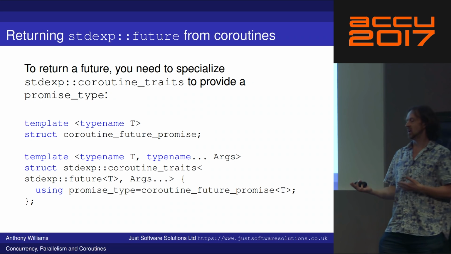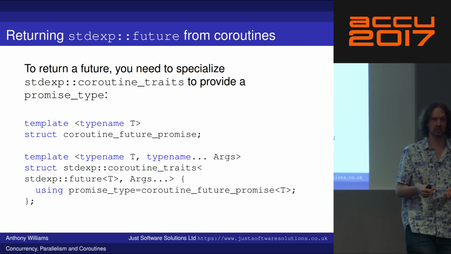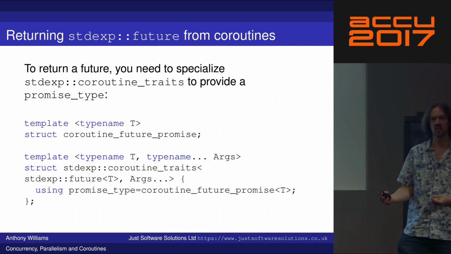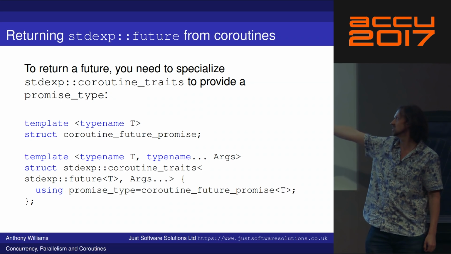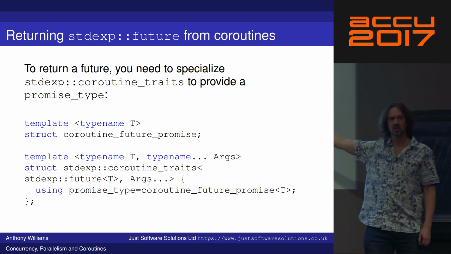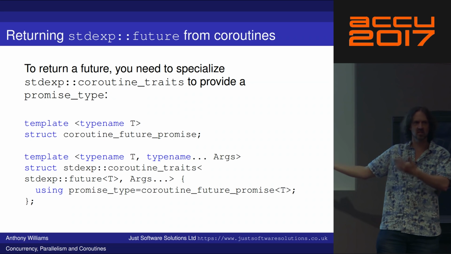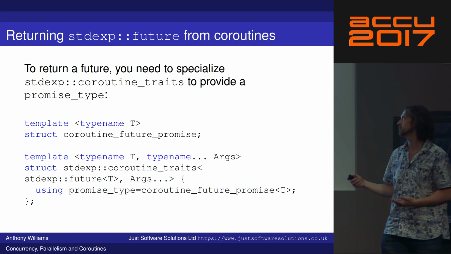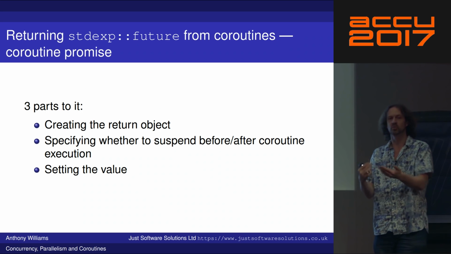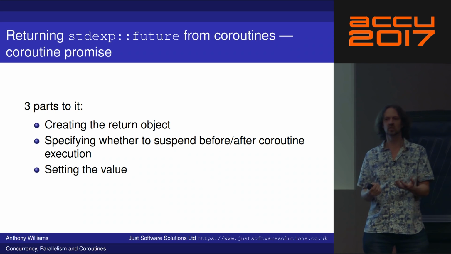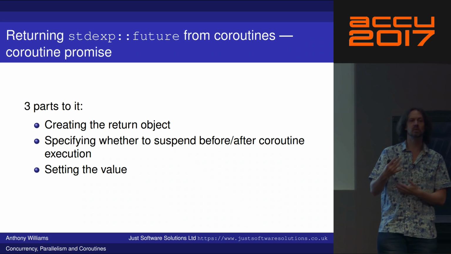And so you can build all these things. In order to make them work concretely with coroutines, you need to do the same things that you do with any other type. You need to provide the promise type for the coroutine. So we specialize coroutine traits to provide a promise type, and we create a new future promise that's designed to mix with the coroutines that provides the operations necessary. And there's obviously 3 parts to that. What's it going to do? It's got to create the return object, so actually create the future that's going to be returned from our coroutine, and then specify whether to suspend before or after execution.